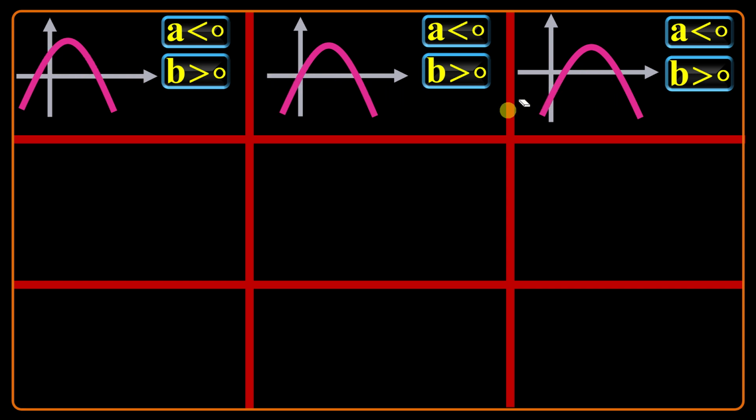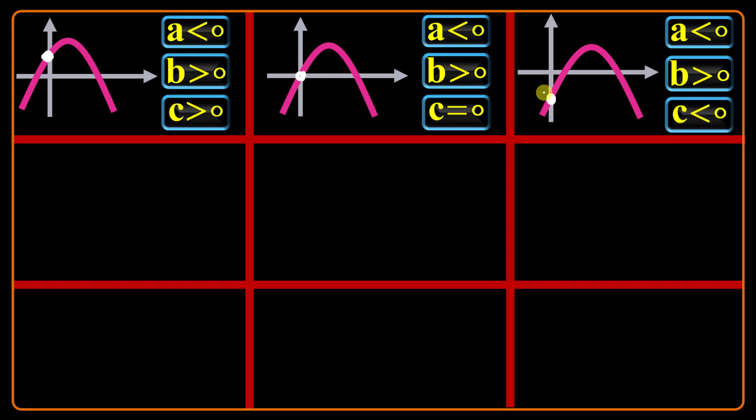What about c? C indicates the y-intercept. For the left one, I have a positive y-intercept, so c must be positive. This one crosses the origin, so c must be 0. The last one has a negative y-intercept, so c is negative.